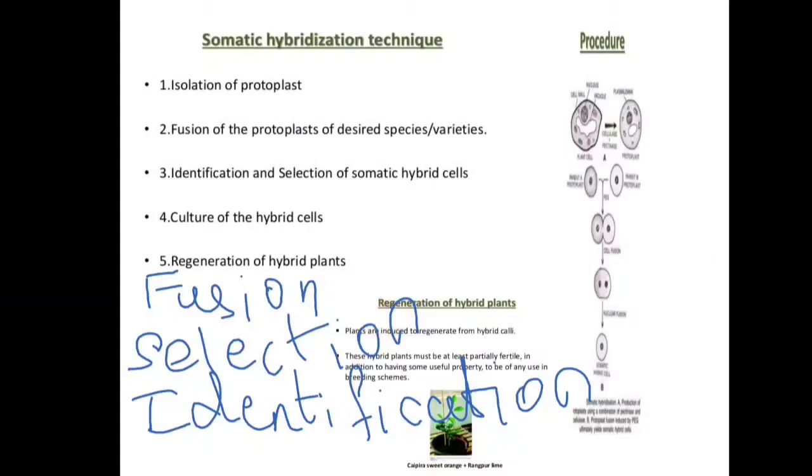So the first one, that is the biochemical method, the selection of the hybrid cells is based on the use of biochemical compounds in the medium.